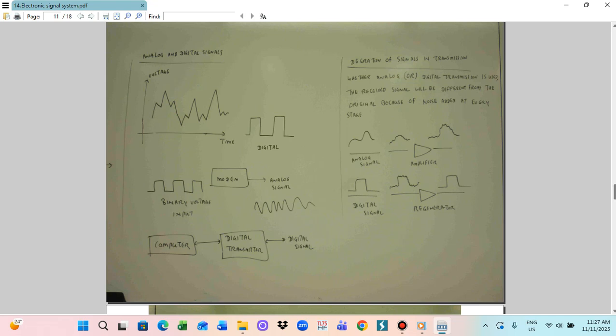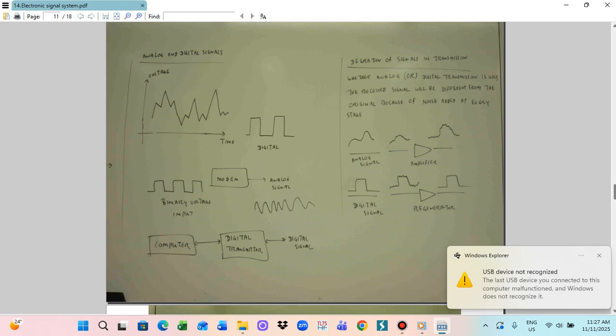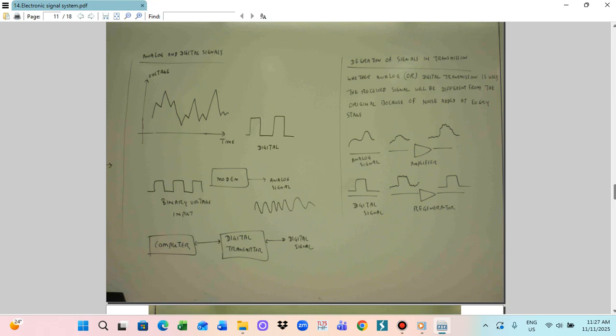In this case, we also utilize the modem. A modem means that we input a binary voltage and output an analog signal. So this is the modem. The input is a binary voltage. The output is the analog signal.